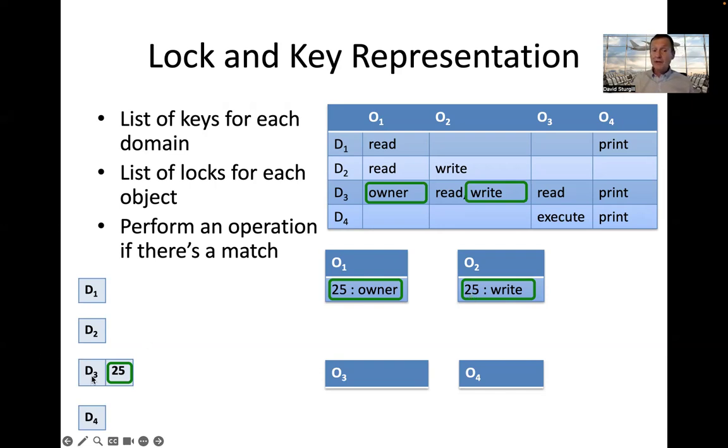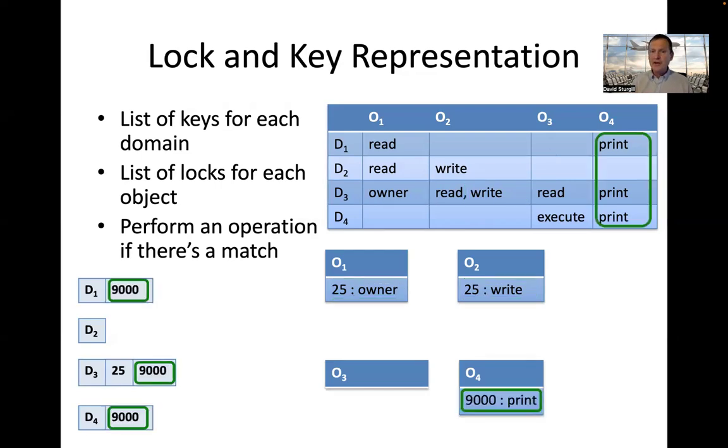And then I'm also going to have a list for each domain that lists the keys that that domain can use. So if you're running in domain D3, it looks like, well, you got key 25, so you're the owner of object O1, and you can write to object O2. Up here, I put green boxes around that part of the access matrix because that's the part I've taken care of so far. I've represented this, but I've got a bunch more stuff that I need to represent if I'm just going to use lock and key. So let's give out some more keys.